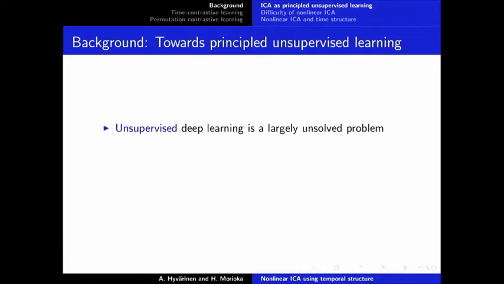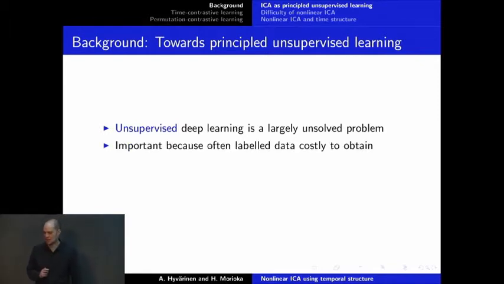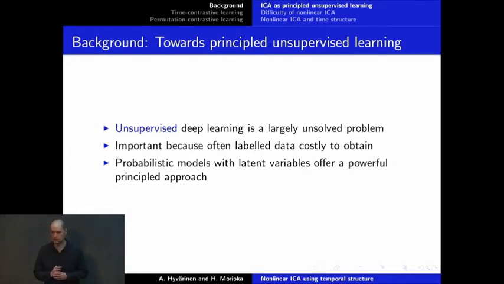So, well, yes, unsupervised learning is, of course, well, people would agree, a largely unsolved problem as opposed to supervised learning where you just do backpropagation or something. And it's, of course, important because labeled data is often costly or almost impossible to obtain. My approach here is based on probabilistic models with latent variables. I'm a bit repeating myself, but my claim is that it's a powerful principled approach, principled in the sense that when we have latent variables and we want to recover them, we actually have a well-defined goal.